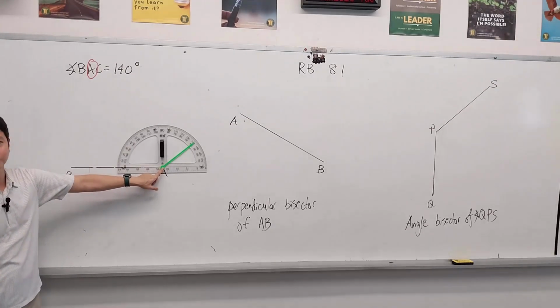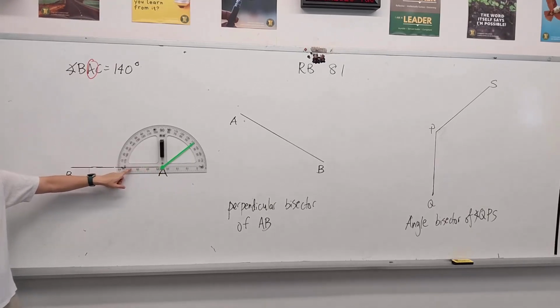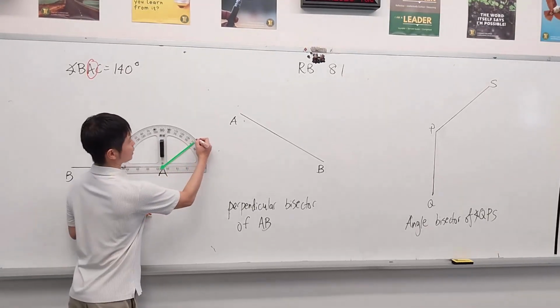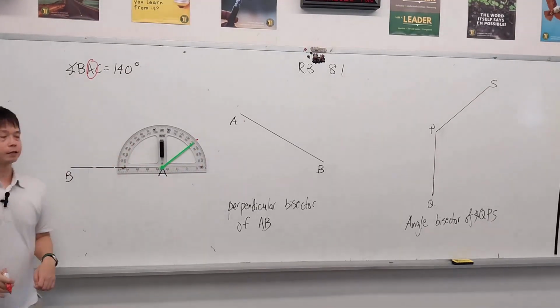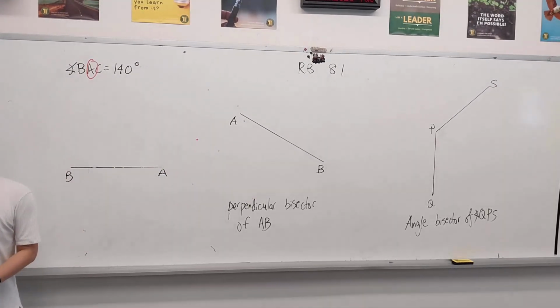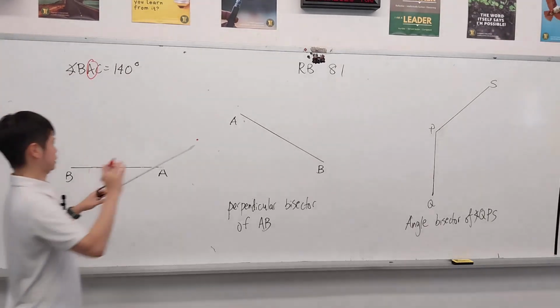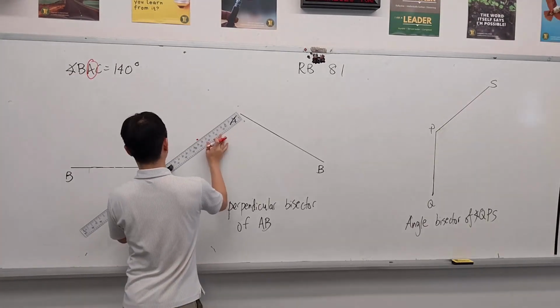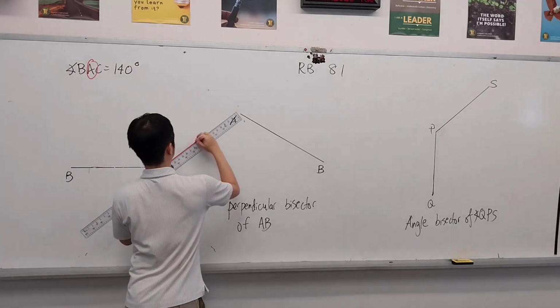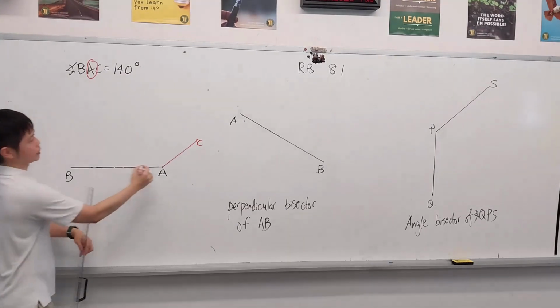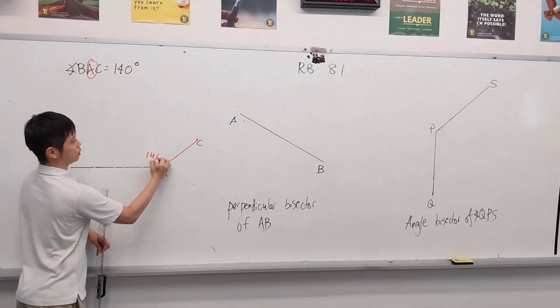Okay, so this part here will be on the point A. And then this line will touch the line. So we'll measure until 140. Now what you do is after that, put a mark here, and then you take out your protractor. After that, take a ruler and you draw the line joining A and C. Okay, and that's it. So this angle here will be 140.